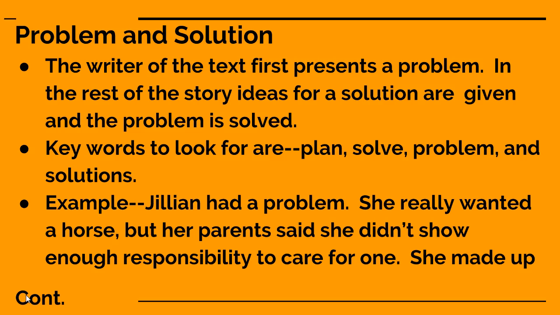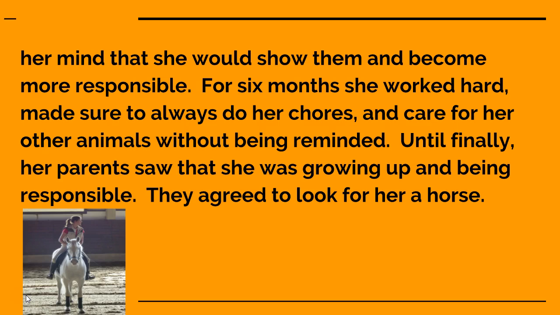Example: Jillian had a problem. She really wanted a horse, but her parents said she didn't show enough responsibility to care for one. She made up her mind that she would show them and become more responsible. For 6 months, she worked hard, made sure to always do her chores, and care for her other animals without being reminded. Until finally, her parents saw that she was growing up and being responsible. They agreed to look for her a horse.